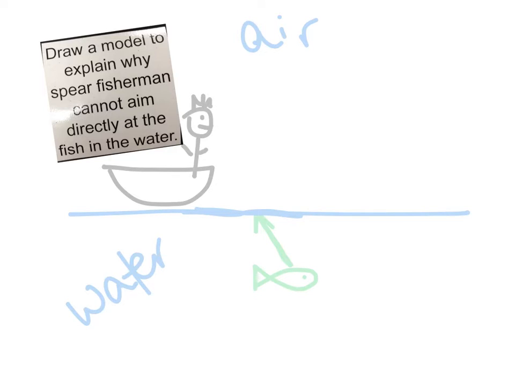Well, where's our normal? Our normal is perpendicular to where the two types of media meet. Okay, so here's where the media meet, and then this is our normal. If it didn't refract, it would just head straight through to the fisherman's eye like that. But it does refract, again, away from the normal. So it bends this direction.